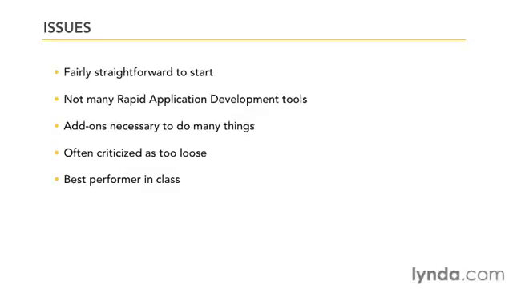CodeIgniter is a popular framework that offers a lot of flexibility, an MVC paradigm, and a significant community behind it. One of its key advantages is how simple it is to learn and adapt. However, it's also criticized for lacking some of the more powerful constructs, especially in terms of rapid application development, that other frameworks have, and its flexibility can translate into too loose a structure, so one CodeIgniter implementation can differ greatly from another.